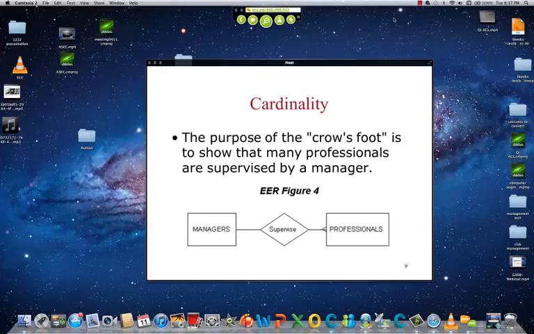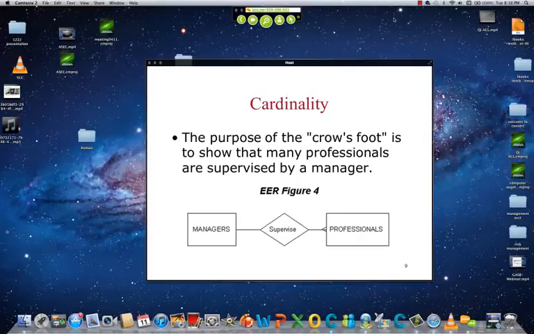Okay? Guys, question. If there was a crow's foot here and a crow's foot here, the relationship would be what? What do you think? Many to many. Okay, so this means many. So if it would be many to many. If there were no crow's foot here and no crow's foot here, that would mean one to one. Okay? So again, there will be more examples, but just to give you an idea.